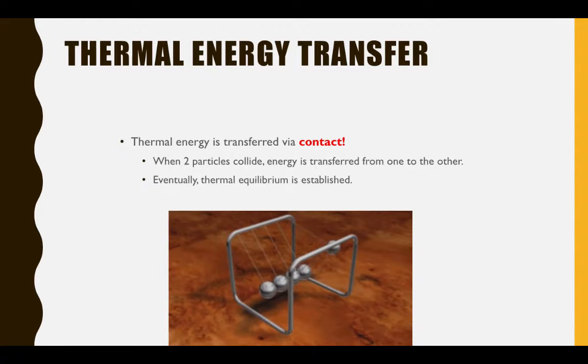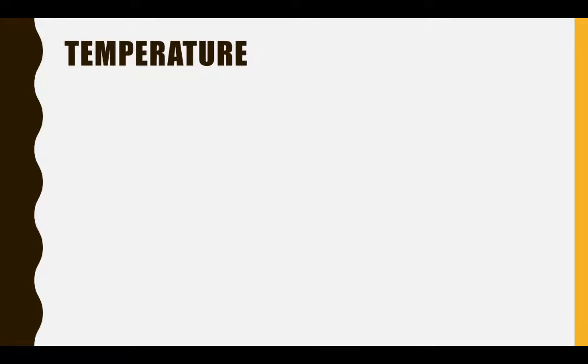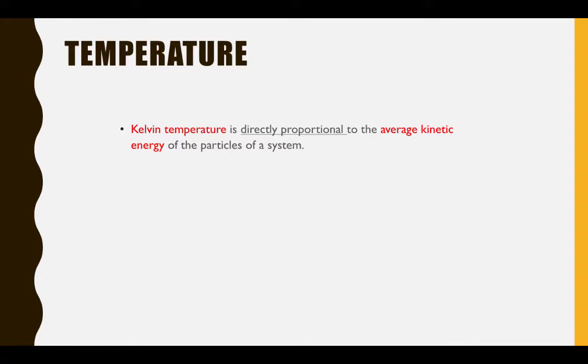Thermal energy is transferred via contact. When two particles collide, energy is transferred from one particle to the other. Eventually, a thermal equilibrium is established. One way to quantify thermal energy is by measuring the temperature of a substance. The Kelvin temperature of a system is directly proportional to the average kinetic energy of the particles in that system.